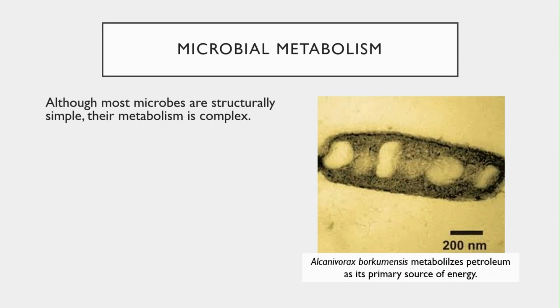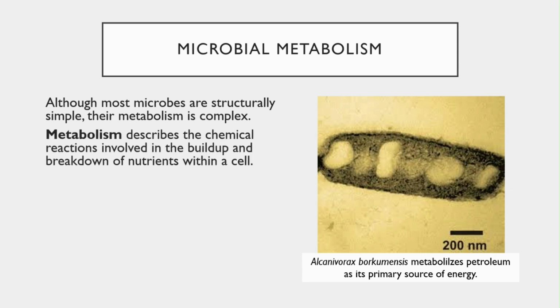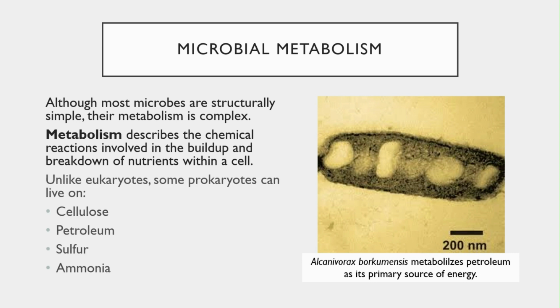Although we tend to look at the basic structures of microbes as simple, their metabolism is incredibly complex. Metabolism pertains to the chemical processes that build up and break down nutrients or structures in a cell. Prokaryotes as a whole have a wide array of metabolic activities. They can live on nutrients that eukaryotes are generally incapable of metabolizing, such as cellulose, petroleum, sulfur, and ammonia.